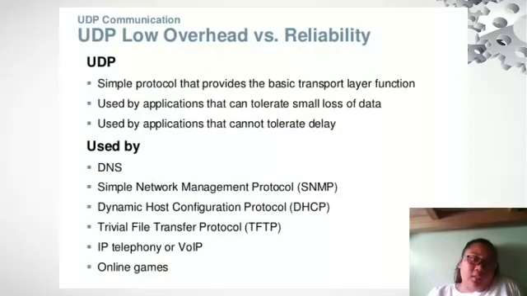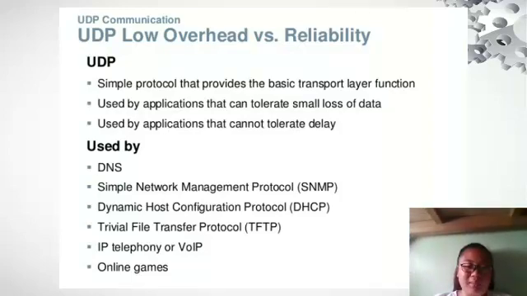UDP, low overhead versus reliability. UDP is a simple protocol that provides the basic transport layer function. It is used by applications that can tolerate a small loss of data and by applications that cannot tolerate delay. It is used by DNS, Simple Network Management Protocol or SNMP, Dynamic Host Configuration Protocol or DHCP, Trivial File Transfer Protocol or TFTP, and IP telephony or VoIP and online games.